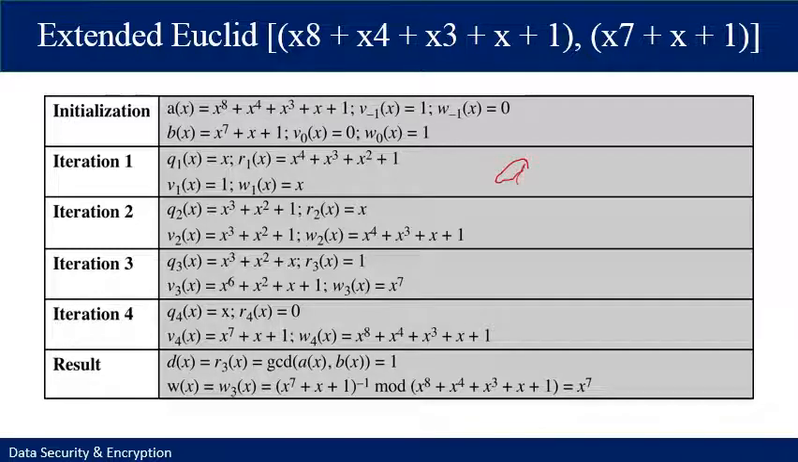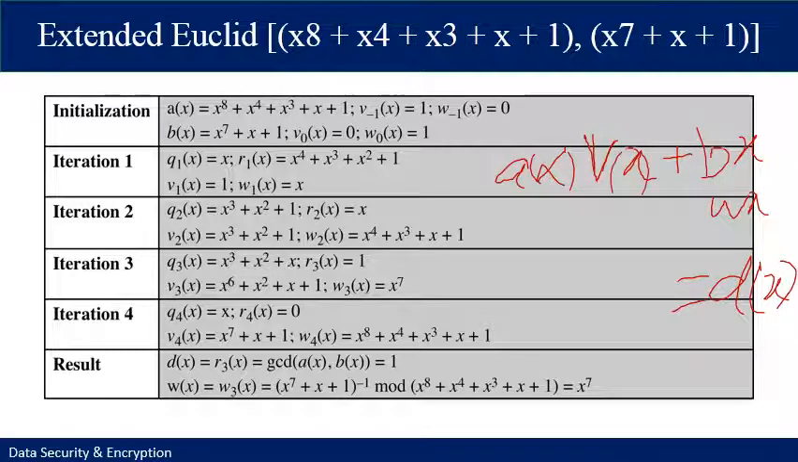So we have the equation a of x, b of x plus d of x, w of x. It is very similar to the equation used in lecture number 5. We had the value ax plus by is equal to our divisor d. So in this case it will be equal to d of x. In this case we have polynomials rather than the integers. So the polynomials are referred to as a of x and b of x.